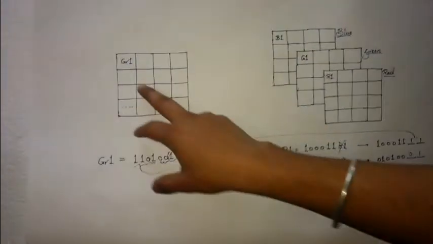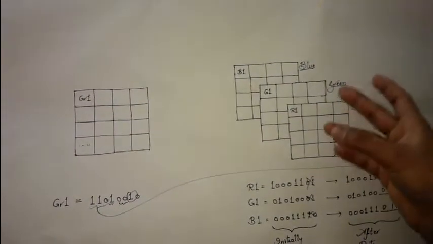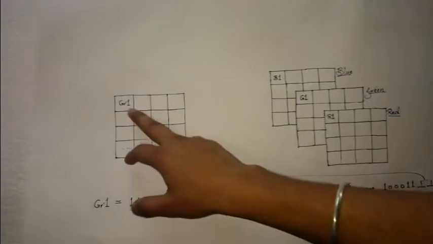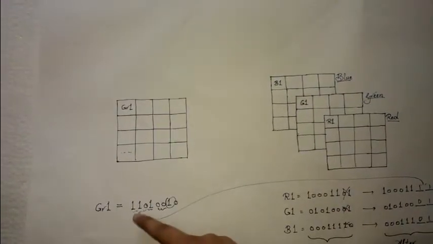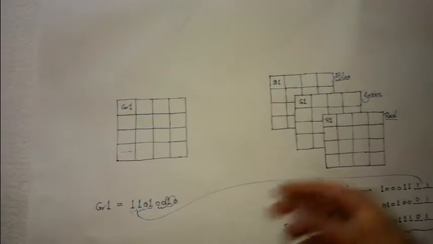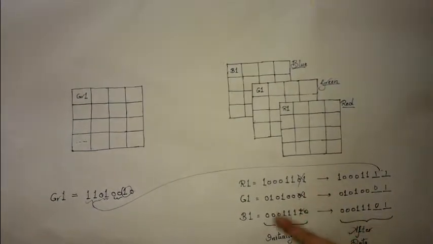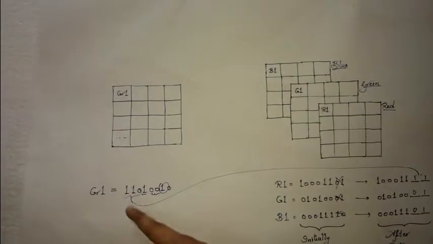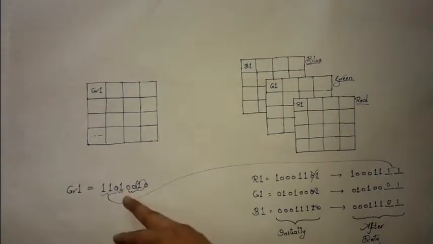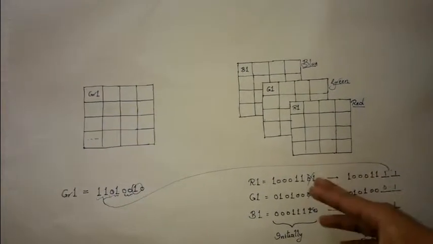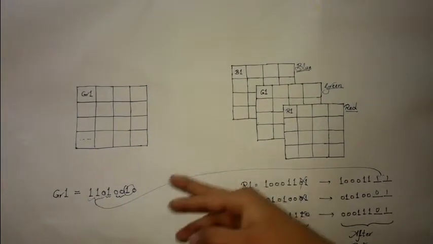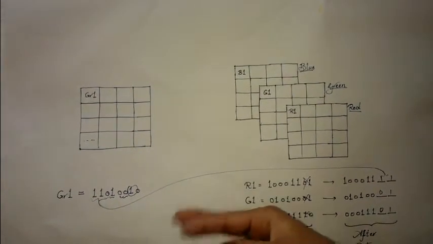Each image is a matrix. Suppose this is a grayscale image, it is a matrix, and an RGB image has three matrices, one for red, one for green, and one for blue. GR1 is the pixel value of the grayscale image, which is an 8-bit number. Similarly, the red, green, and blue are 8-bit values. So we'll be storing the 6 most significant bits of the grayscale image in the RGB image, and we are removing 2 bits because they won't make much difference in the image.